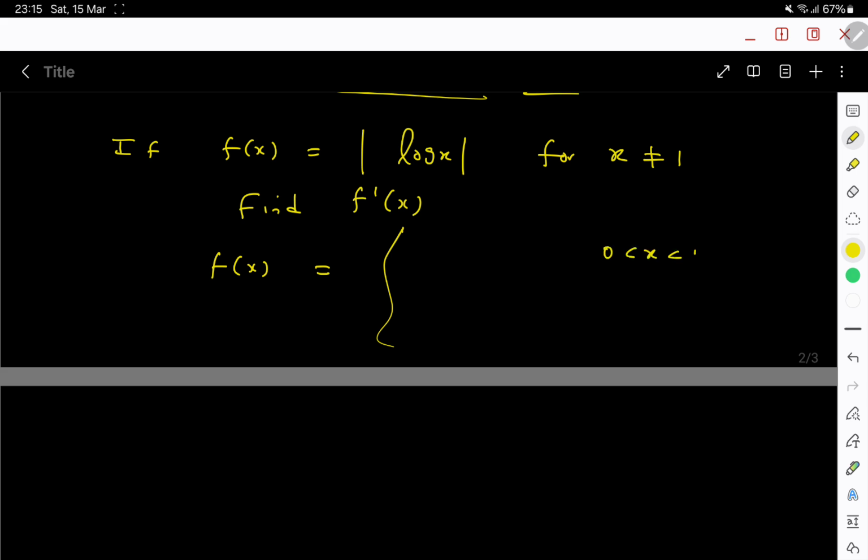X is greater than 0 and less than 1. Log x is negative. f of x equal to mod of log x. For 0 to 1, log x has a negative value. So mod of log x, since log x is a negative value, means minus log x.